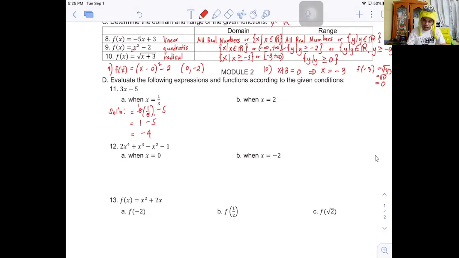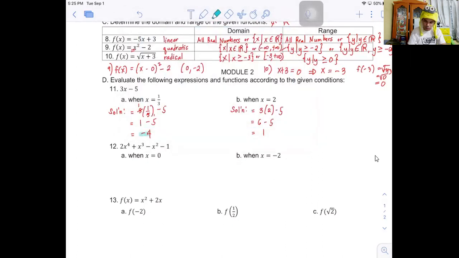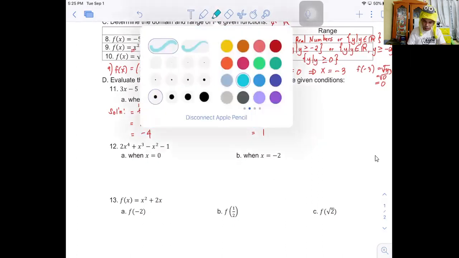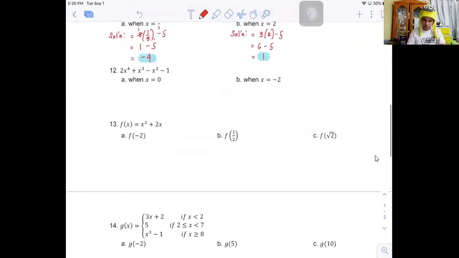For letter B, so let's write equals na ta diretso. So we have 3 times 2 minus 5 or 6 minus 5 or 1. Diba? Sayon ra. So this is our answer. Now, let's go to number 12. So for number 12, medyo complicated siya.